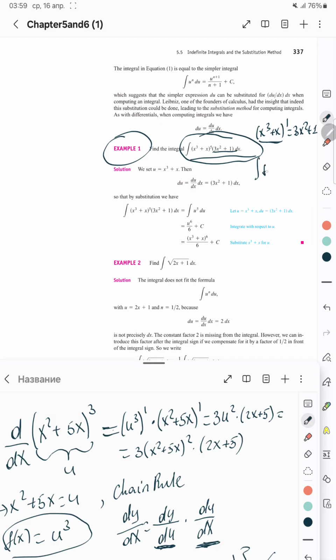Let's say we have f(x) times g(x) dx, and if derivative of f(x) equals g(x), then we can call f(x) u. Look, for example, here we called x cubed plus x as u. Then it becomes like this: du over dx times dx. du over dx meaning derivative of u, meaning derivative of this, (3x squared plus 1) dx.